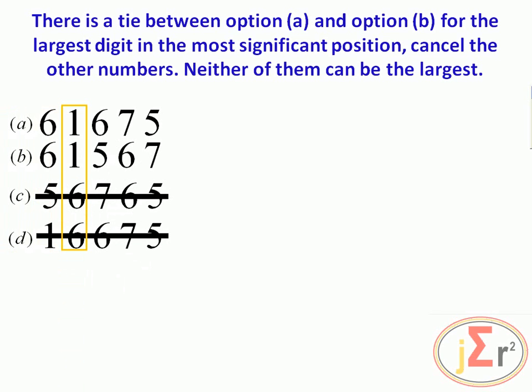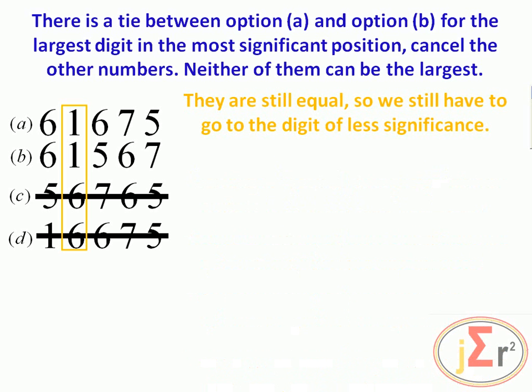Now what do we say, Jerry? We are comparing the next in line, and what do we notice? There's a tie with the ones. And because there is a tie in this place value column, what do we do? Do we stop and say that we cannot find the answer? No. What do we do? We go to the hundreds line. So we go to the hundreds digits and we compare. They are still equal, so we will still have to go to the digit of less significance.